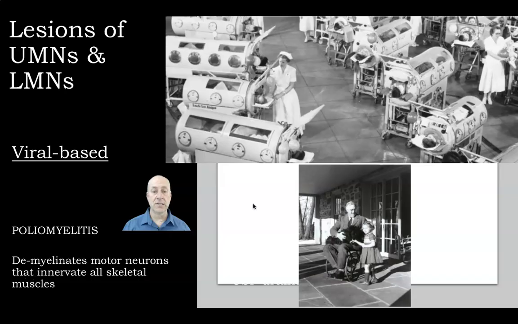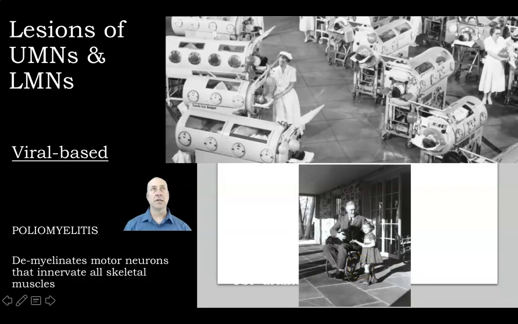And it gets into the lower motor neurons and it demyelinates. So you lose conductive ability. You lose coordination of the alpha motor neurons going to all your skeletal muscles. And you just sort of debilitate all your skeletal muscles. At the bottom is Franklin Delano Roosevelt. I believe that's in his Warm Springs retreat in Georgia.